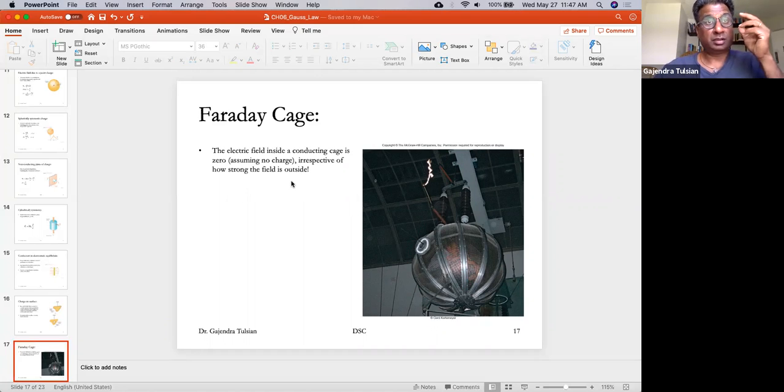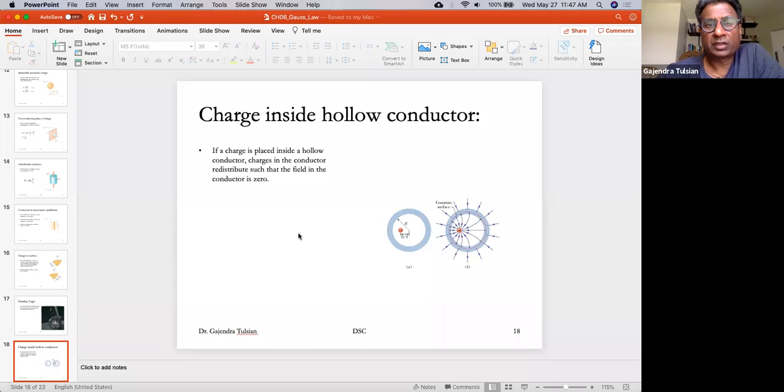So here's a good fact to know. One of the safer places to be during a lightning storm is inside your car, because your car is a Faraday's cage. It's made of metal. And so that's what that is.